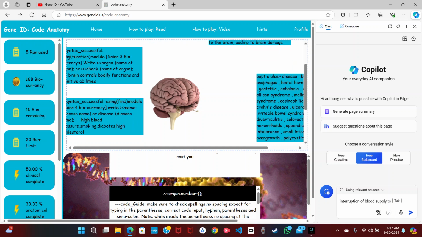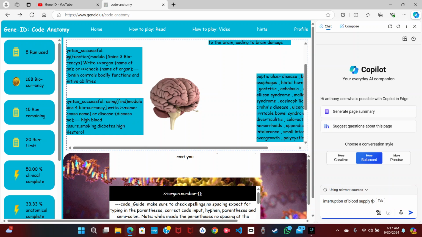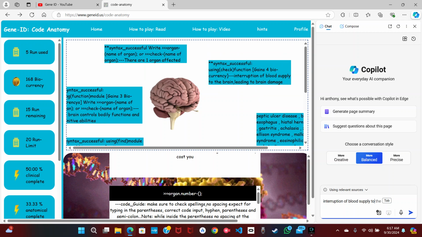Because it says here high blood pressure, smoking, diabetes, high cholesterol. So this could be a sign of a disease. This could be diabetes. I'm not really sure, but I'm gonna find out soon. So, interruption of blood supply to, let me check what has been written there, to the brain. So interruption of blood supply to the brain.